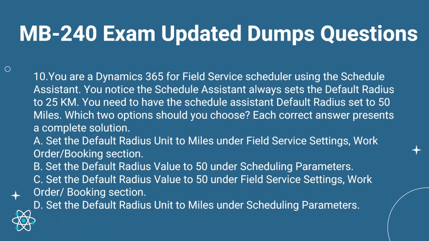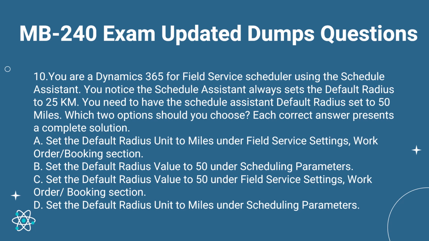10. You are a Dynamics 365 for Field Service Scheduler using the Schedule Assistant. You notice the Schedule Assistant always sets the default radius to 25 km. You need to have the Schedule Assistant default radius set to 50 miles. Which two options should you choose? Each correct answer presents a complete solution.